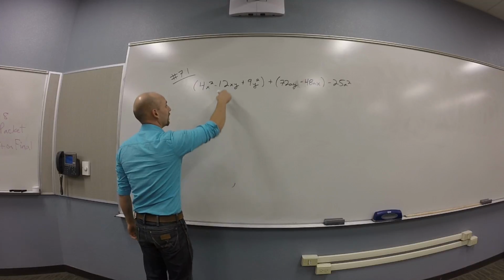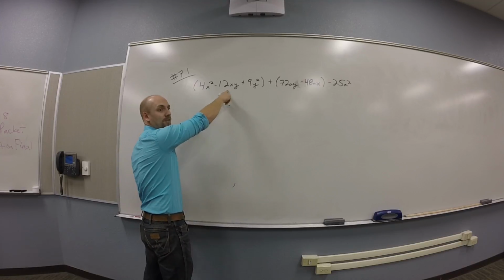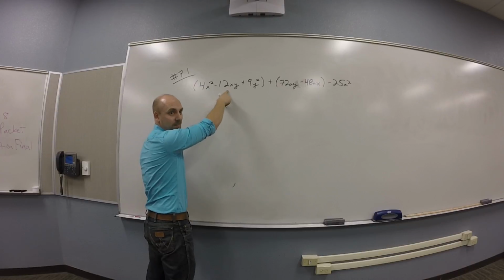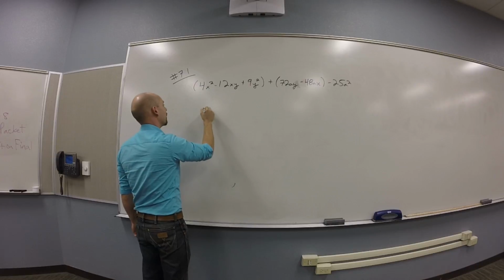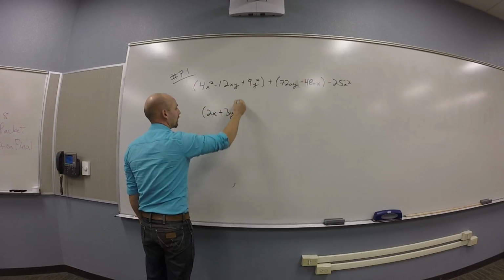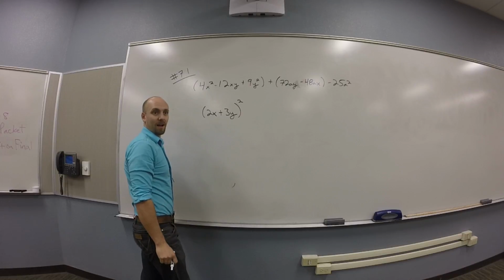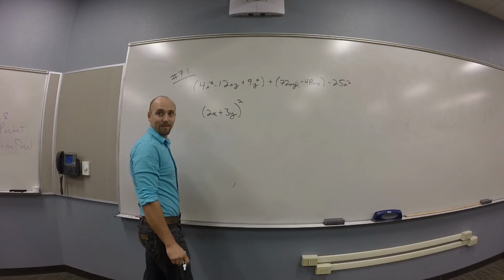So AC for the first parenthesis? I could either AC this thing, or I can note a perfect square trinomial. Either way, I think you're going to factor that into 2x plus 3y squared. Is that right? No. What did I screw up?